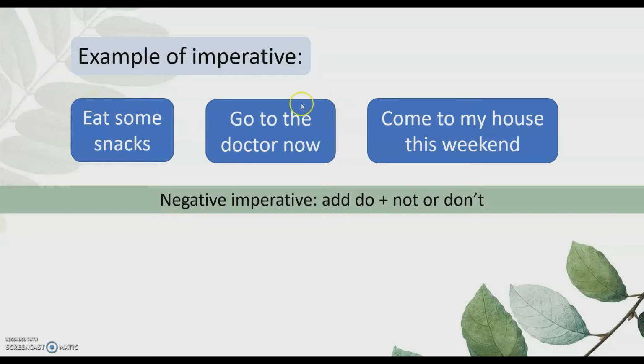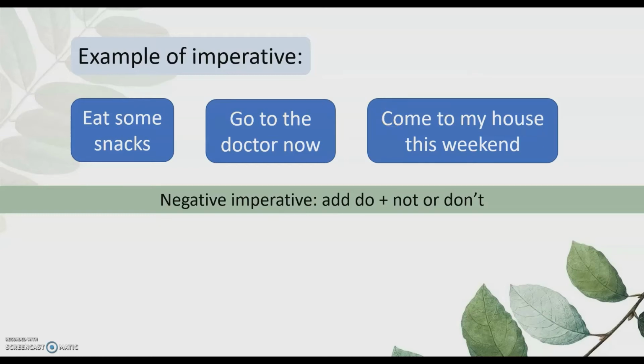The second example, go to the doctor now. Just the same, there is no subject, and the main verb here is go. Go is the main verb. It is in the base form. We don't have to change anything. Don't change anything.